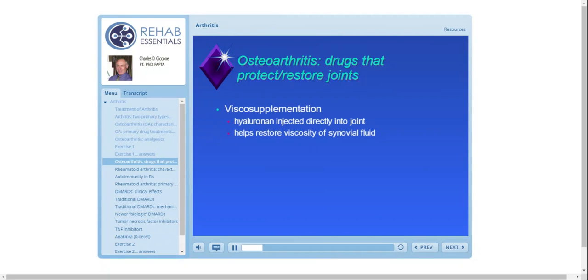The first strategy is called viscosupplementation. We're trying to supplement the viscosity of the synovial fluid. And this is done by injecting hyaluronan directly into the joint. I often liken it to having the oil changed in your car. It builds up the viscosity, restores some of the lubricating properties of the synovium. And by doing so, maybe helps nourish the joint and provide a little more protection of that joint.